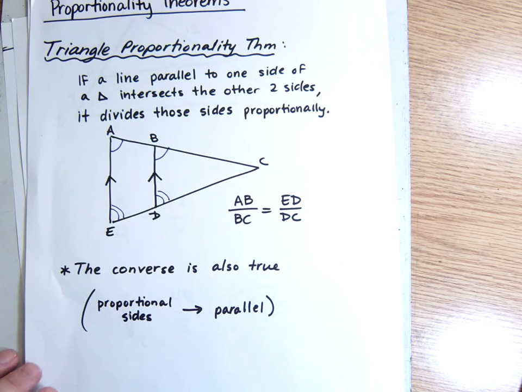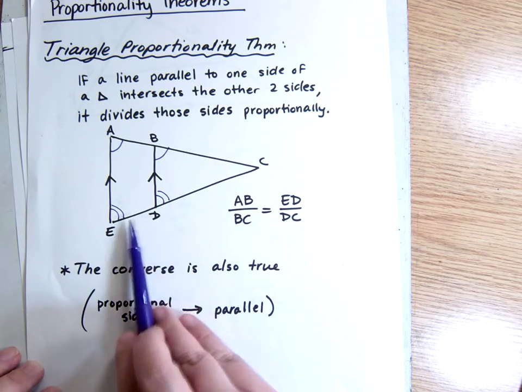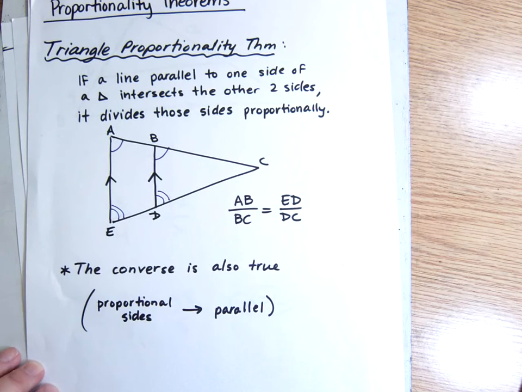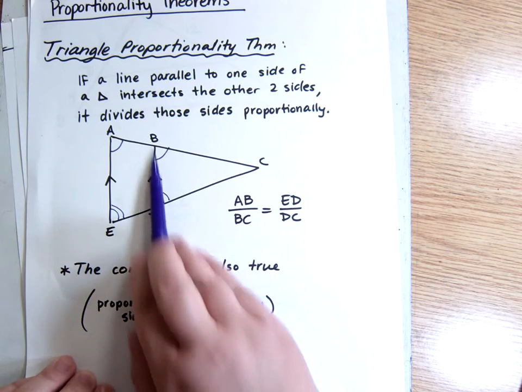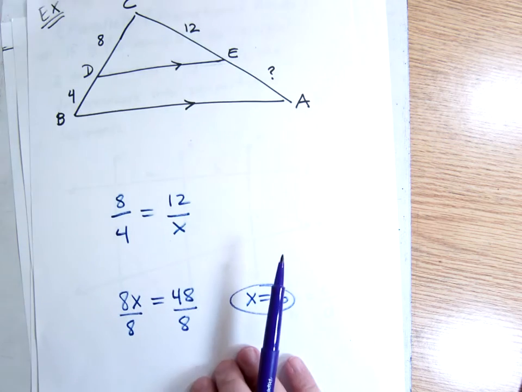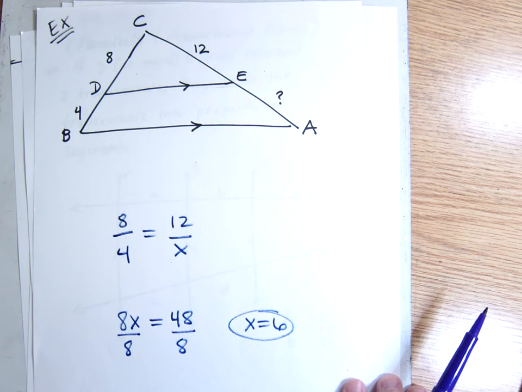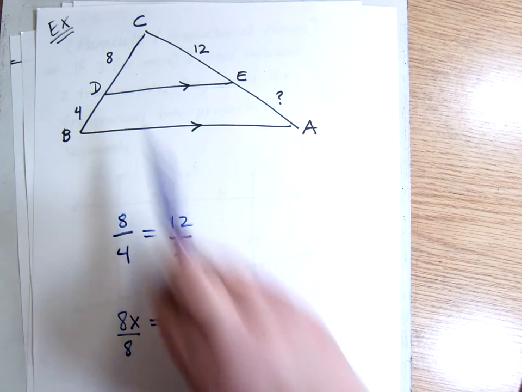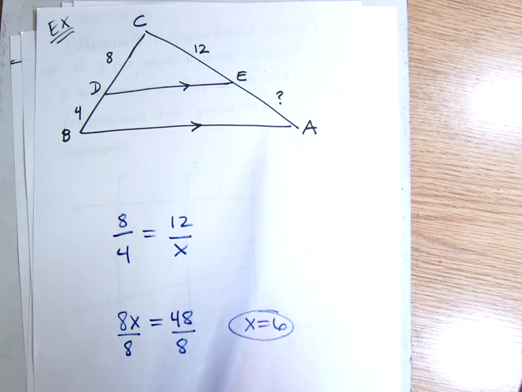The converse is also true. If I knew that the pieces of the sides were proportional here, then I could say those segments must be parallel, or this side of the little triangle is parallel to this side of the big triangle. We did an example problem about that one. Here it is. We could set it up 8 over 4 equals 12 over x and then solve.